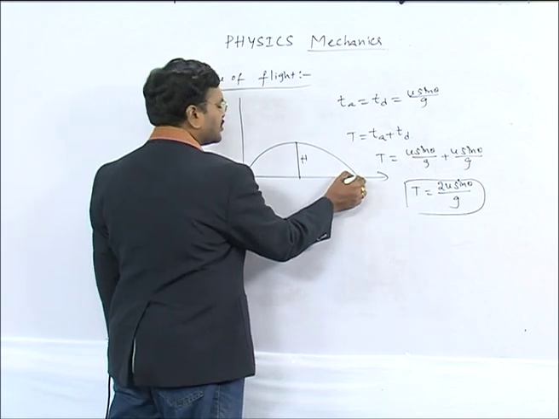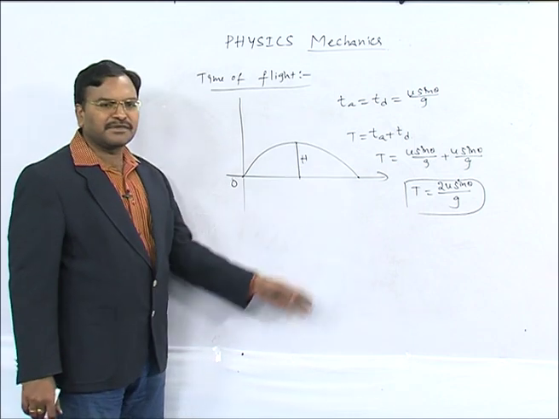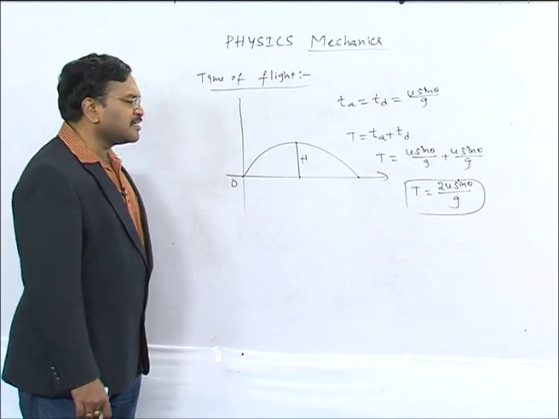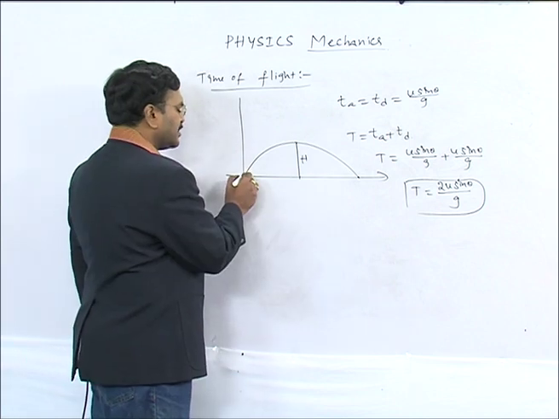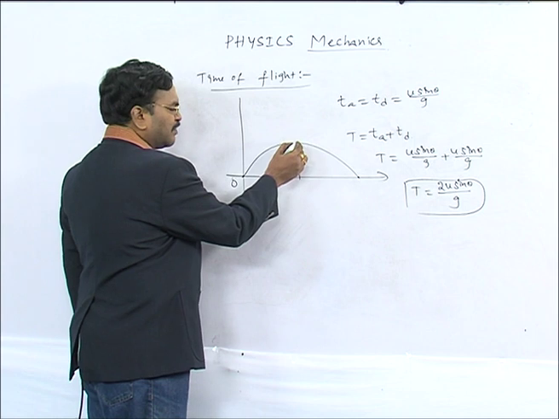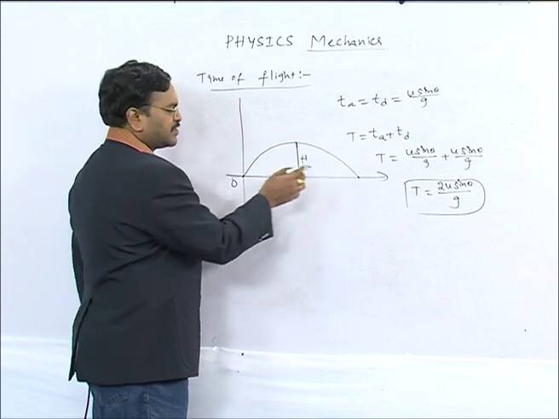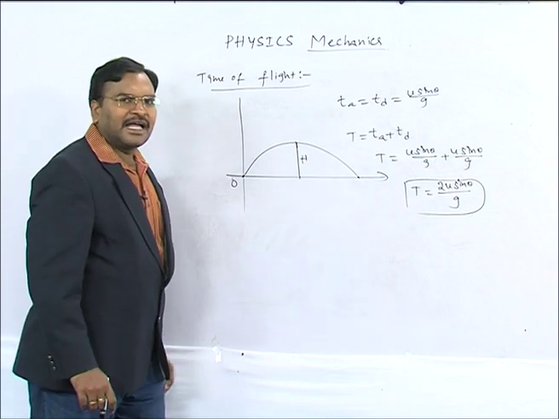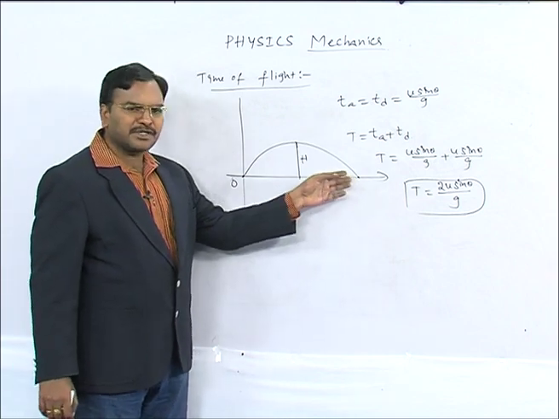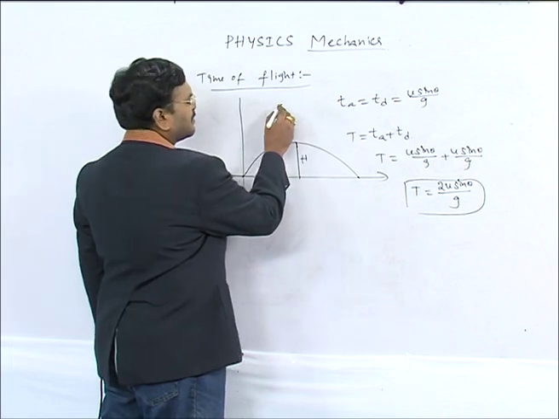How are they asking the question? At the end of time of flight, what is the displacement of the projectile? What is the vertical displacement here? Vertical displacement starts from the origin. So, at half of the time of ascent, the vertical displacement of the projectile is H. But at the end of time of flight, the vertical displacement is 0.